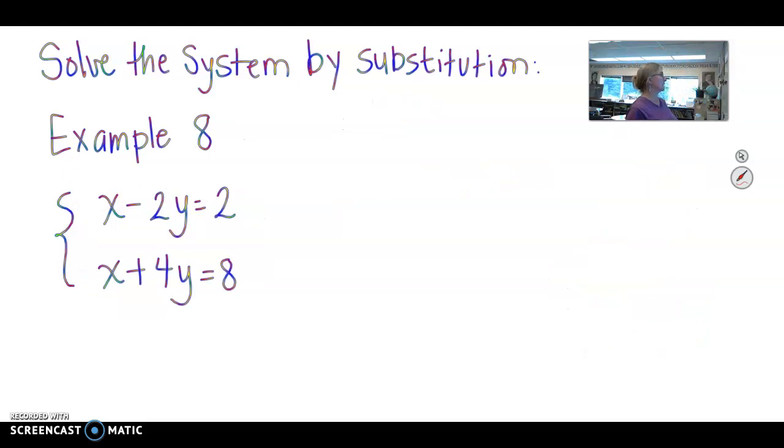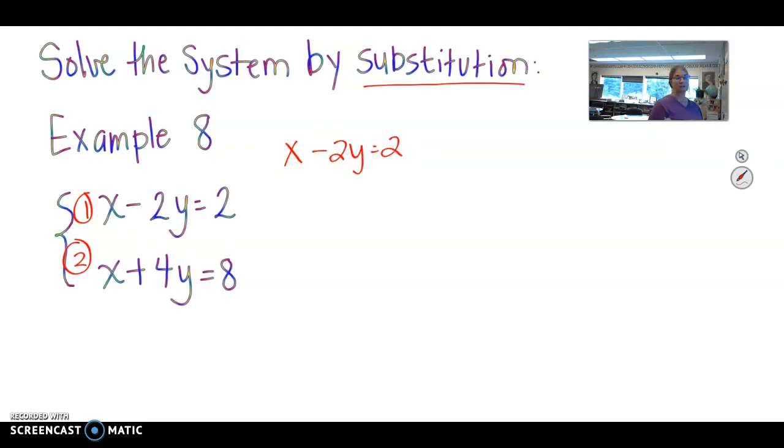All right, so for this next one, if we solve by substitution, notice that neither of these equations is solved for either of the variables. So what you want to do to solve by substitution, if it's not already solved for one of the variables, is pick one and solve for either x or y. And to me, it looks like equation 1 would be pretty easy to solve for x. So I'm going to do that.